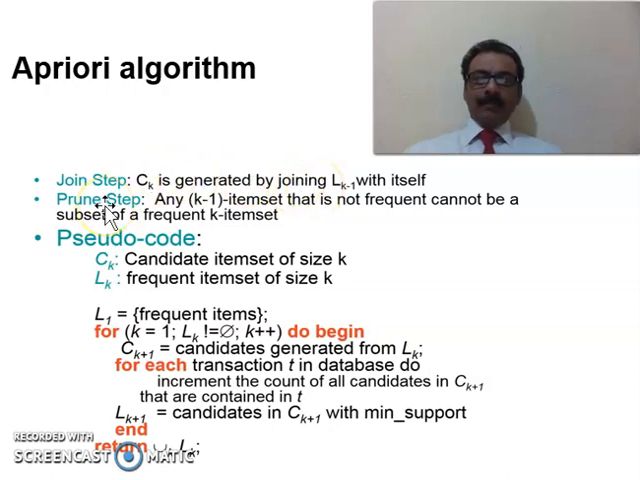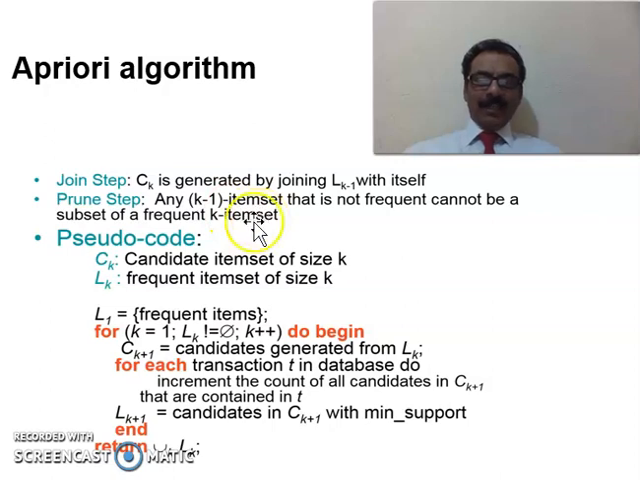Then the next one is the prune step. What is the prune step? It is very, very important here in the apriori algorithm. It works purely based on the apriori principle. Any k minus 1 item set that is not frequent cannot be a subset of a frequent k item set. What it says, let me tell once again, any k minus 1 item set that is not frequent cannot be a subset of a frequent k item set.